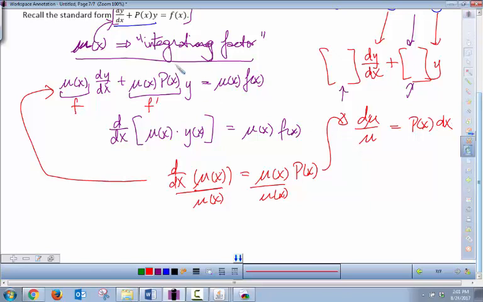Well, anyways, I want this integrating factor, so it looks like if we just integrate both sides, we're going to get ln of mu is equal to the integral of p(x) dx, or mu will eventually be equal to e to the integral of p(x) dx.